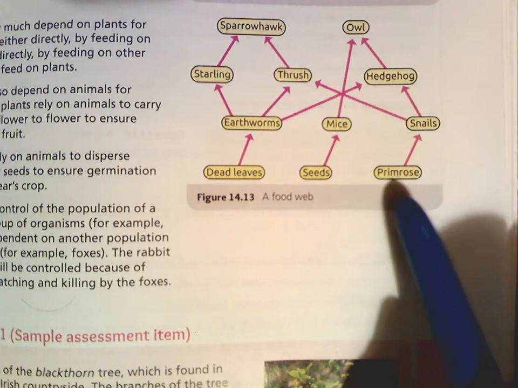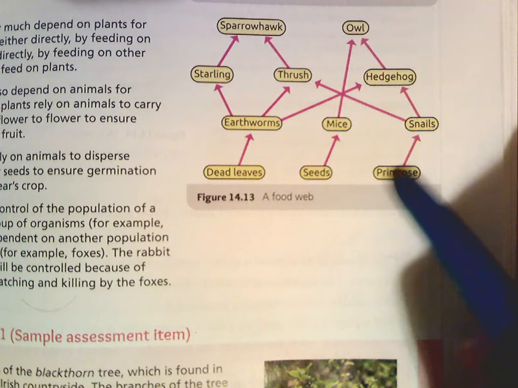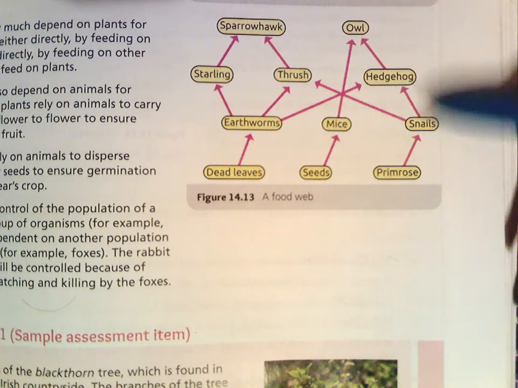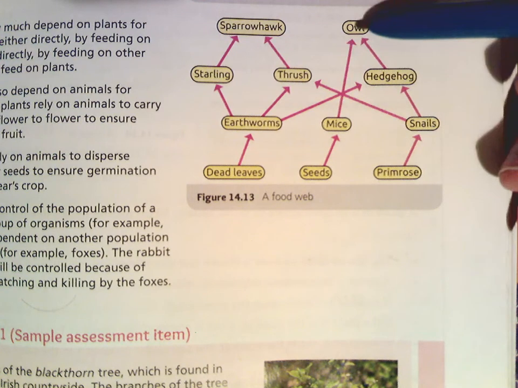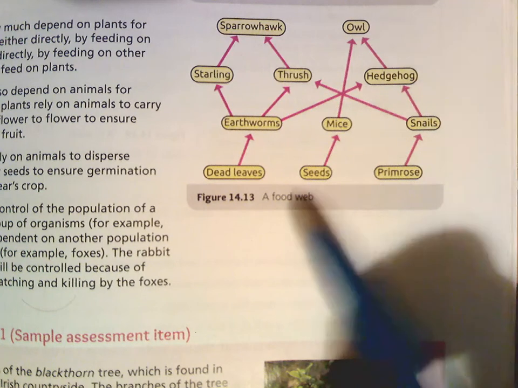The same here, for example, we have primroses. Snails eat primroses, so the energy that's in this is being passed to the snail. The hedgehogs eat snails. Okay, so the energy is passed from there. And then owls also eat hedgehogs as well. So again, this is an example of a food web.